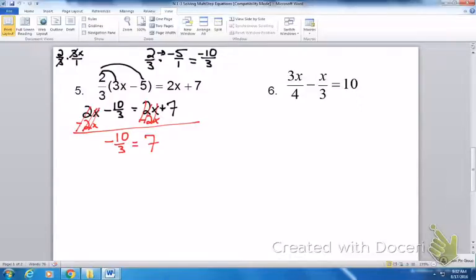Now, I hope that y'all can look at this and know negative 10 over 3 is not equal to 7. That's not going to work. This is false. Now, you should be able to tell just because one's negative and one's positive that that's not right. And if you get there, that's okay. There's a solution when it's false. So I'm going to write below a couple more things. This is a false statement.